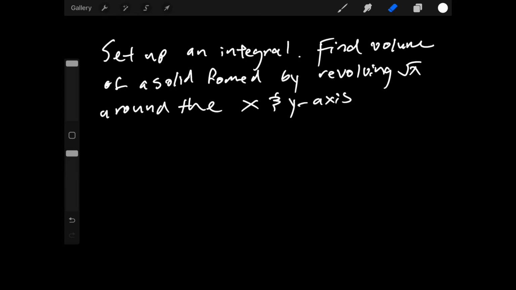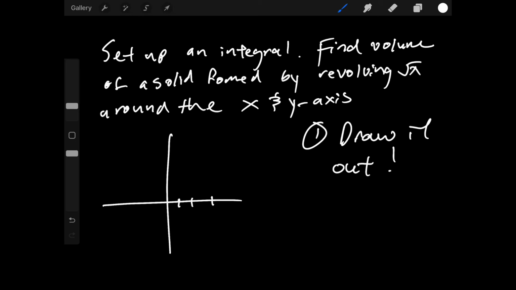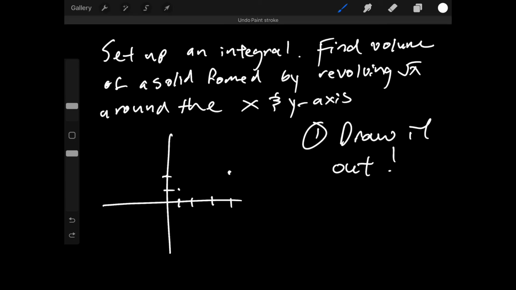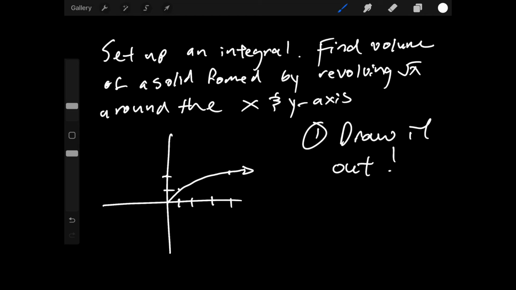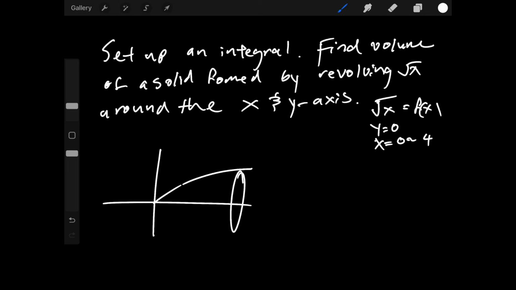Now let's move on to doing our first practice problem. Here you can see the problem that I have set up. Our first step, like usual, is to draw it out. We are going to be revolving the square root of x around the x-axis for this problem. Now you can see me drawing the equation out so I can visualize it. Now that we've drawn it out, we are going to use its confining points, so the domain and range for this, and then be able to revolve it around the x-axis to form a shape.